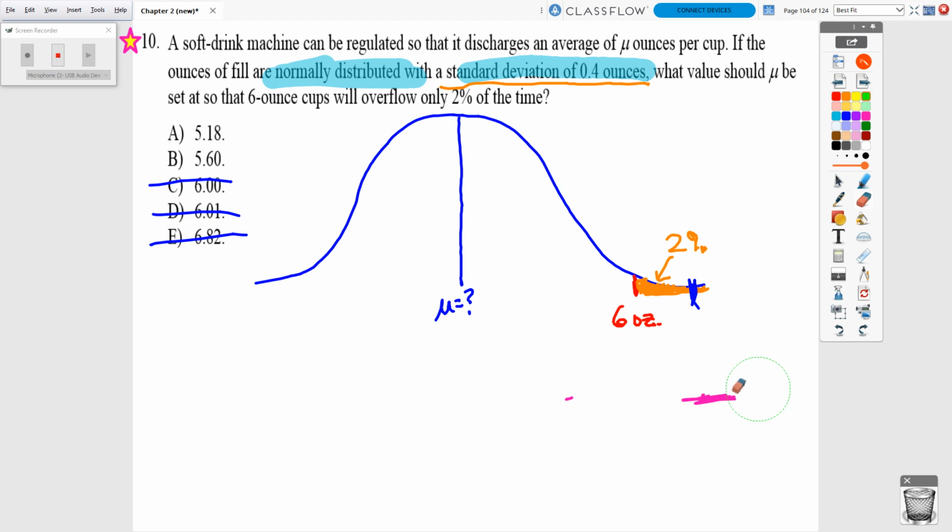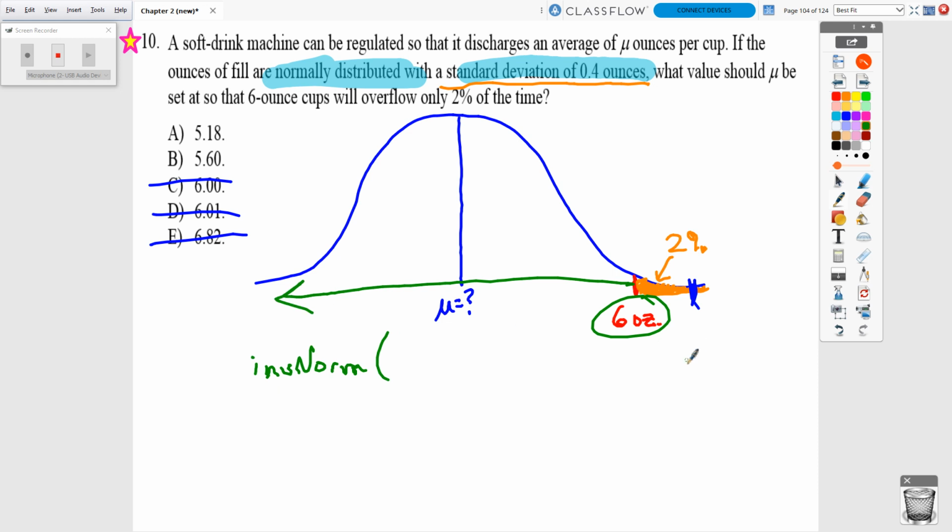Good question. If we can't use normal CDF, then that's a really good indicator we're going to have to use inverse norm. For inverse norm, we need to know the percentile, or the area to the left of where we're at. We're at 6 ounces, but what is the percentile of a 6-ounce cup? Well, if there's 2% above, then there's 98% below. 98% of the time, a 6-ounce cup is going to have just enough soda in it. It's not going to overflow. So we would need to type in not 0.02 for the area, but 0.98. Now, you might say, but we don't know the mean. It's true, we don't know the mean.